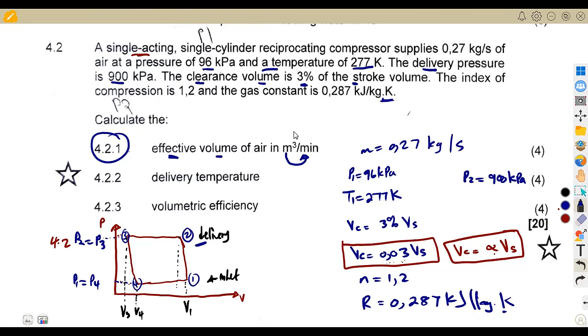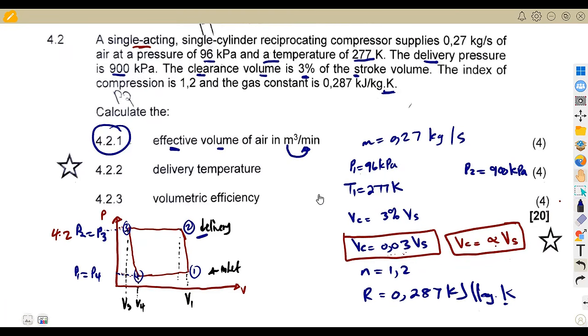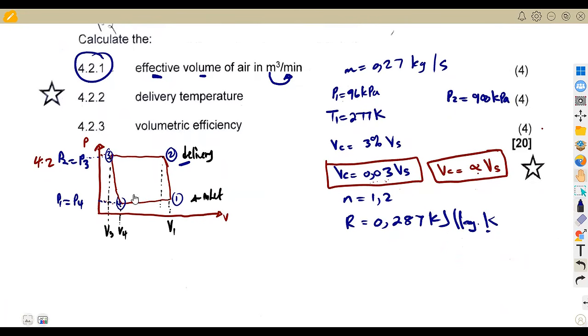How are we going to calculate the effective volume? From this diagram, if we have V1 and V4, we're going to have the effective volume. This distance that we see between V1 and V4 is our effective volume. So if we have V1 and V2, we can calculate the effective volume, but we do not have this. So what are we going to do?